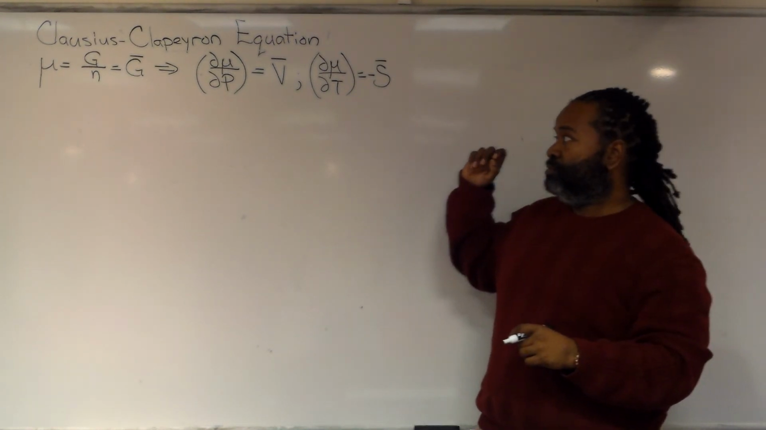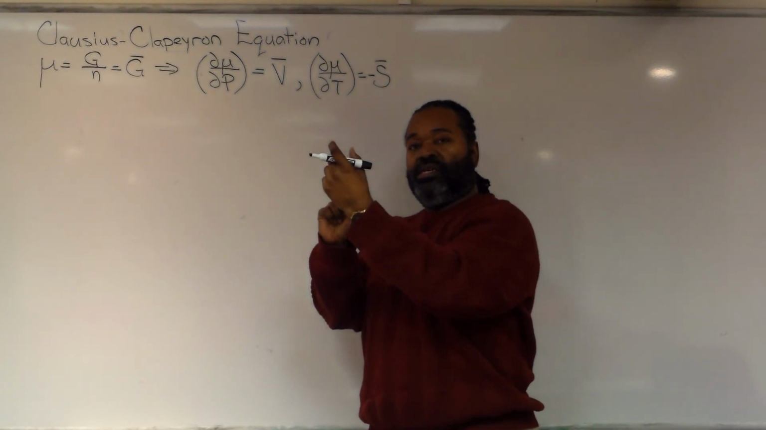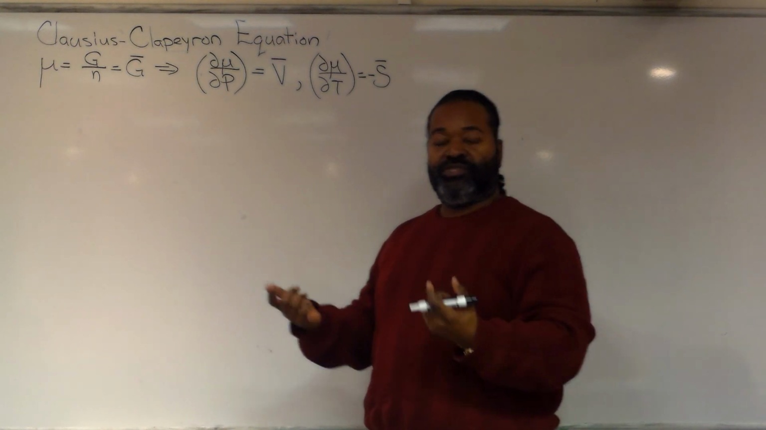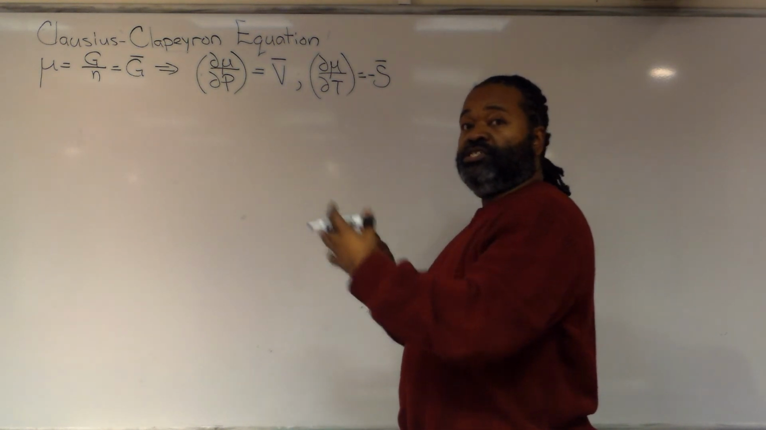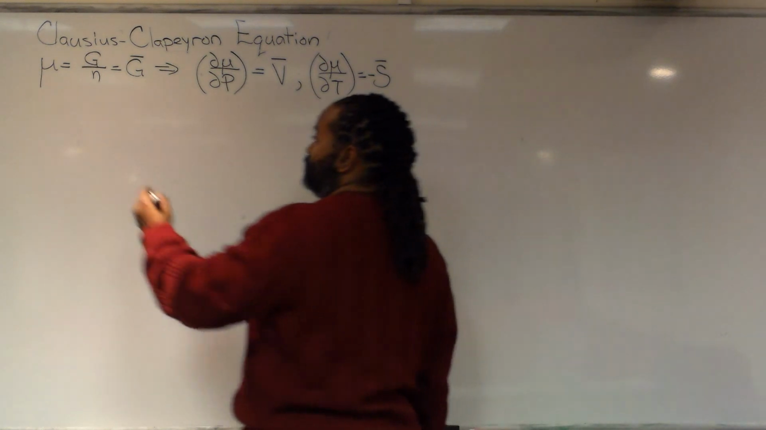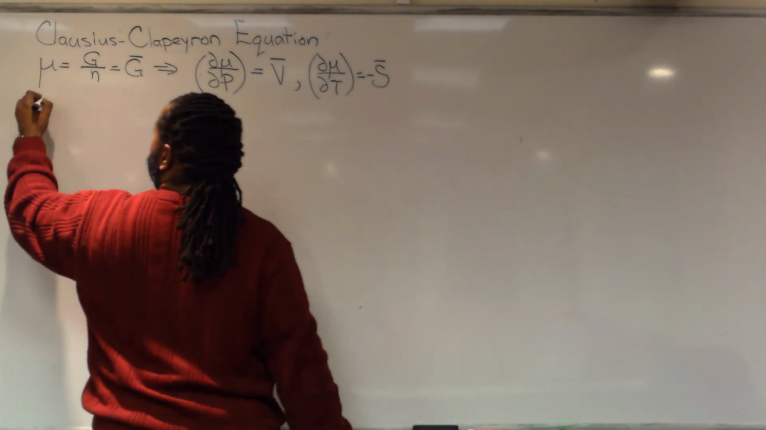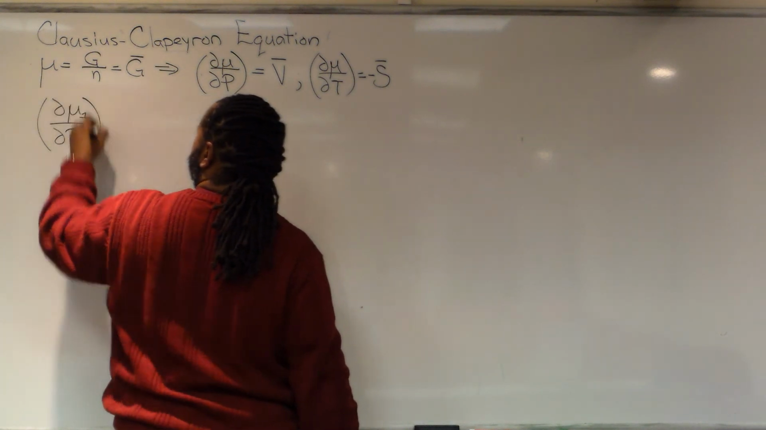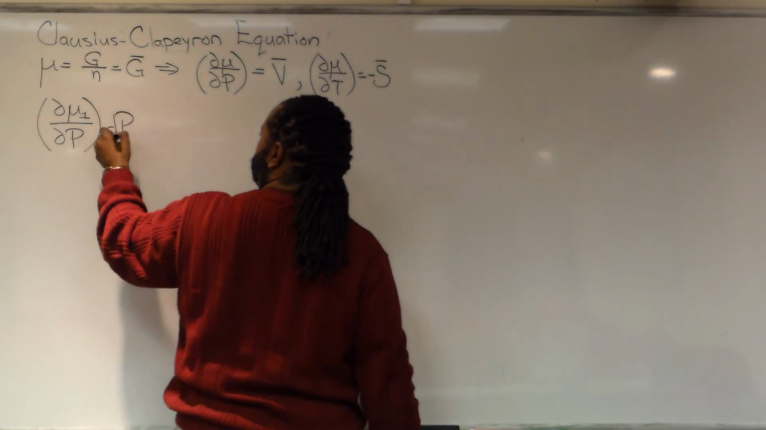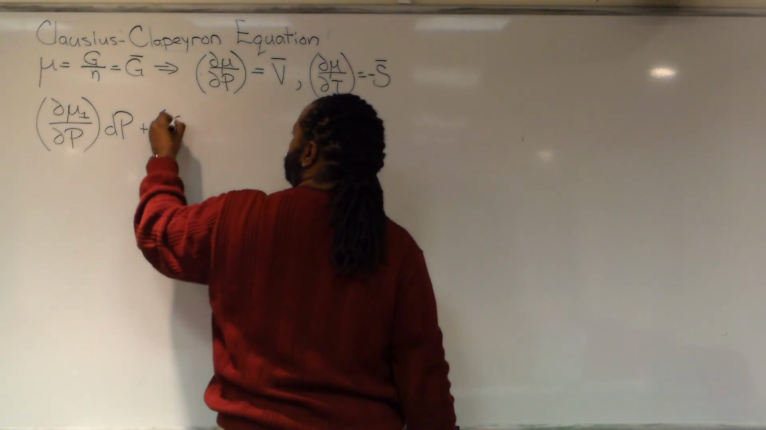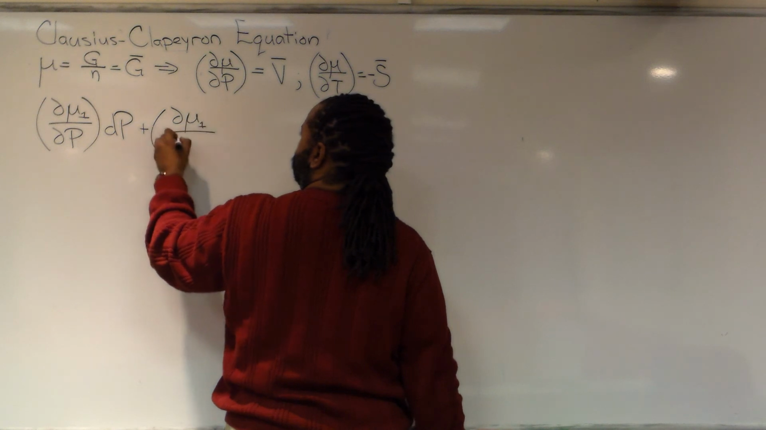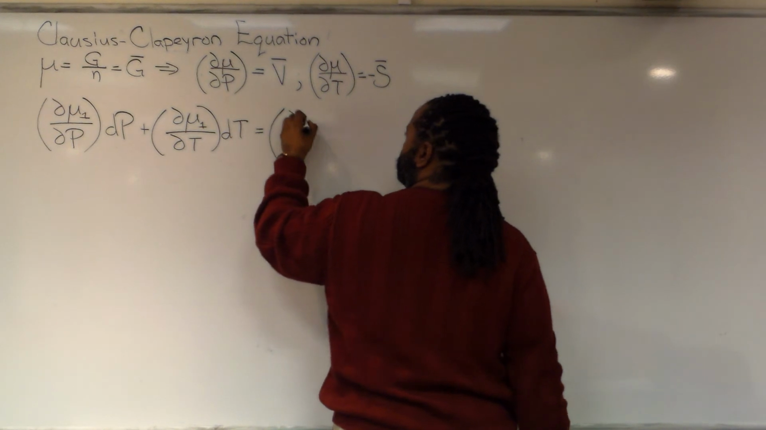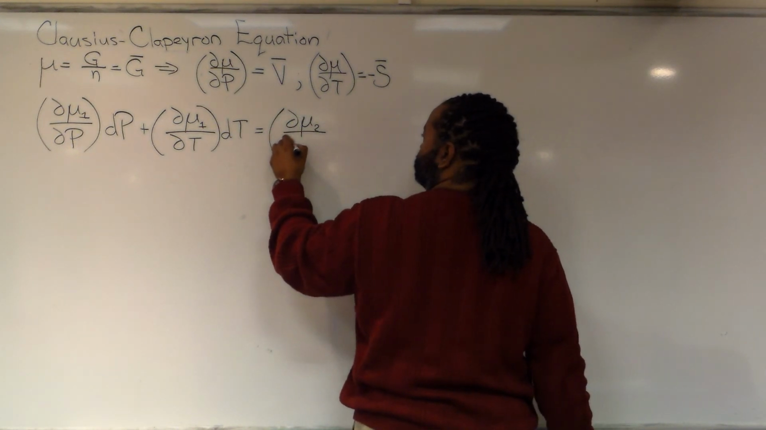At equilibrium, we assume that the chemical potential of one phase is equal to the chemical potential of the second phase. And as a result, we can write out total differentials for each phase and set them equal to each other. That means then that the phase 1 partial with respect to pressure times the straight differential plus the same for temperature has to also equal the same quantity for phase 2.